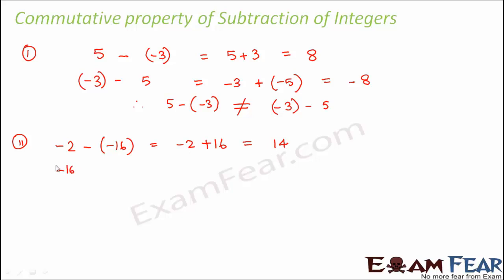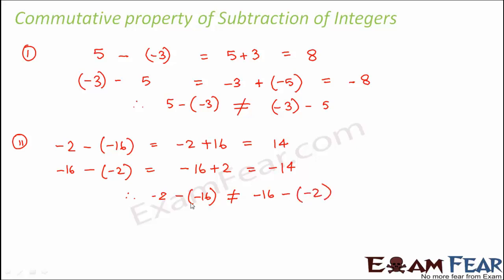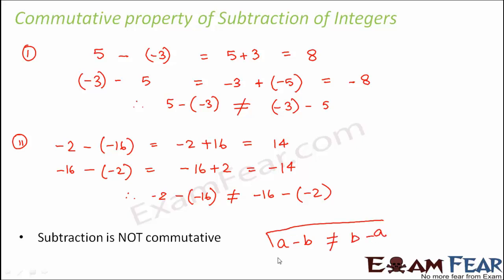Now let's reverse the position of the digits. So this becomes minus 16 minus minus 2, which is equal to minus 16 plus 2, which is equal to minus 14. So here again we see that minus 2 minus minus 16 is not equal to minus 16 minus minus 2. So now with these examples we can very clearly say that subtraction is not commutative. So for any two integers a and b, a minus b is never equal to b minus a.